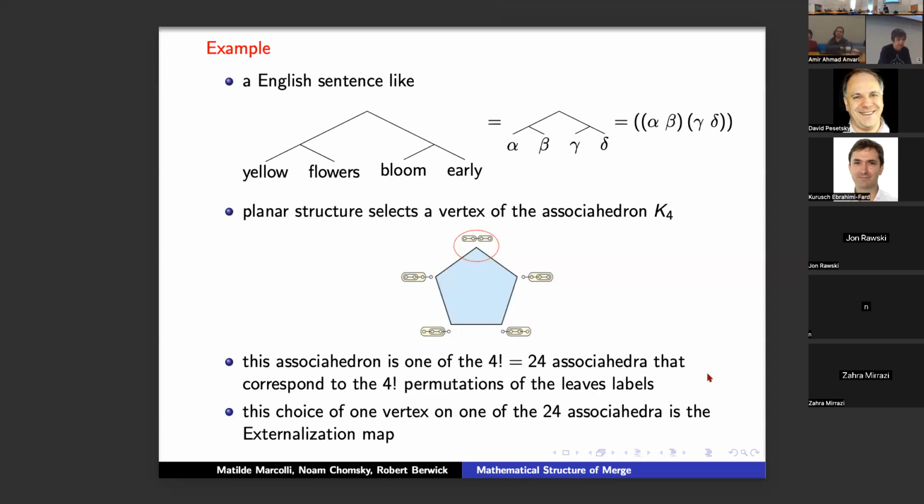So here is a simple example. You take something that has a structure like this. You think of it as a planar tree. So you're picking one particular vertex of this associahedron, which is this pentagon in this case.